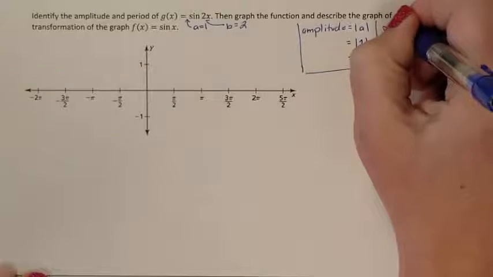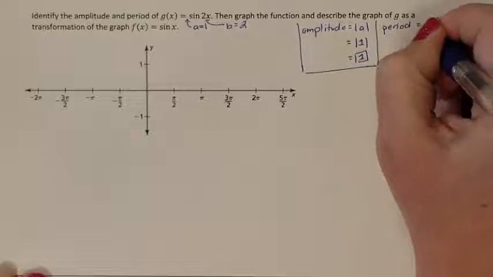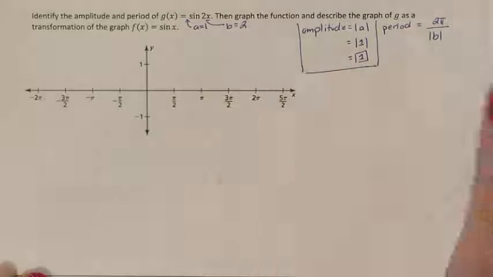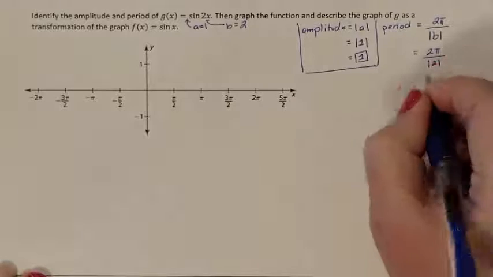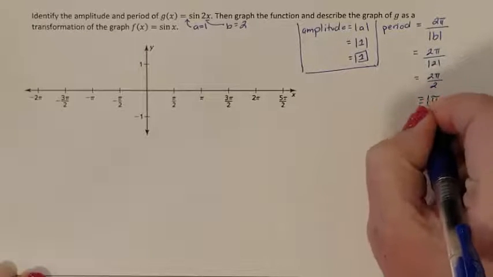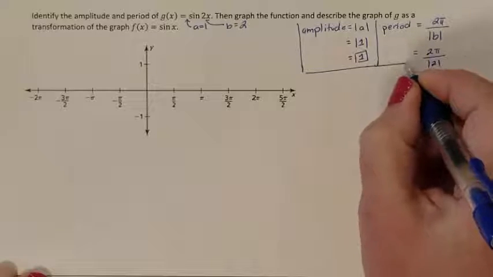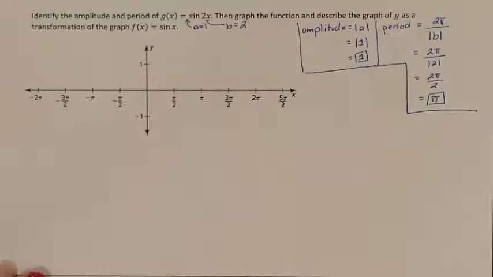Period. How long is the segment before it starts to repeat? That is 2 pi all over the absolute value of B. B is 2. So this is 2 pi all over the absolute value of 2, which is 2 pi over 2, which is pi. So my period, my segment, will last until pi, and then it will start repeating again.